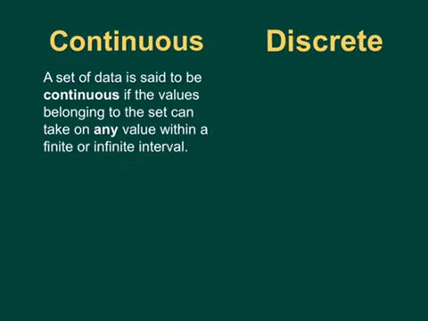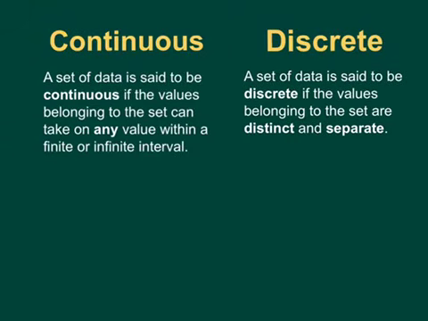Today we will define what it means for data to be either continuous or discrete, and we will offer some examples of each. We say that a set of data is continuous if the values belonging to the set can take any value within a finite or infinite interval. While on the other hand, a set of data is considered discrete if the values of the set are distinct and separate, or in other words, the data can only take certain values.